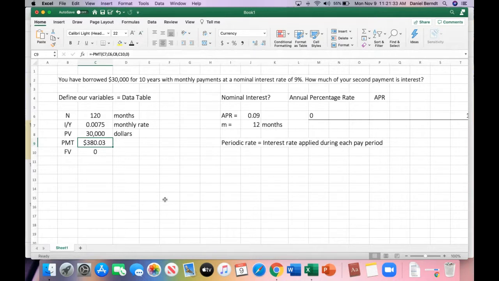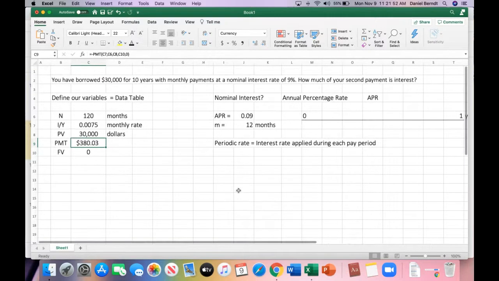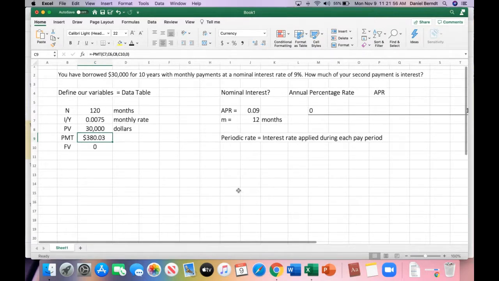Okay, so that's the first part of this problem. The next part says, how much of your second payment is interest? Well, that's interesting, because the only way for us to know that information would be to build an amortization schedule. This is kind of like part 2 of this lecture. We're going to get more practice. I'm going to try to get as many practice problems in as I can during this hour. But this is really neat because a lot of students don't know how to do this.